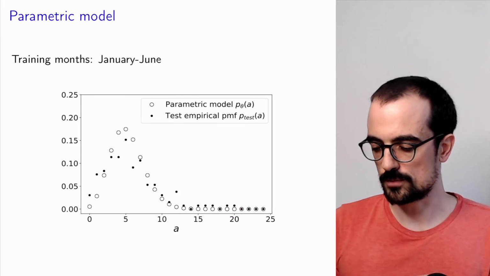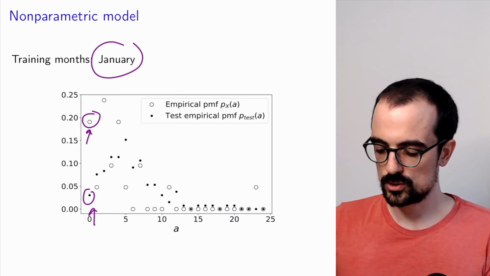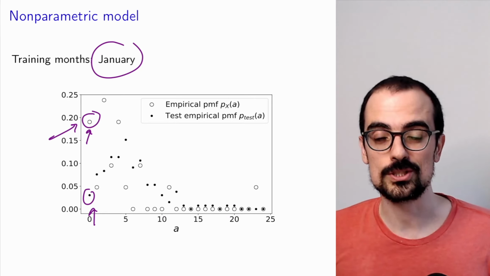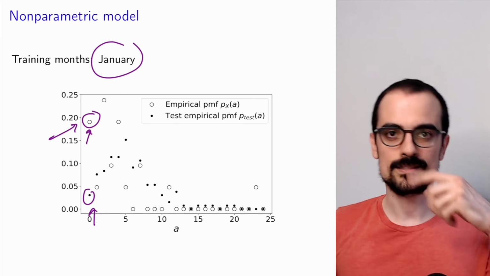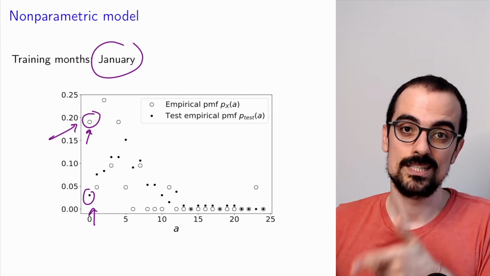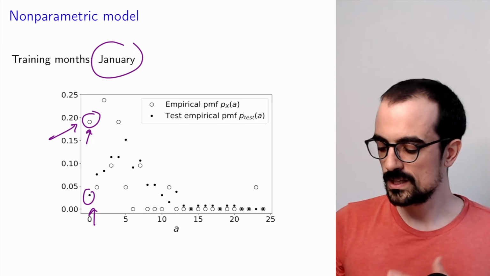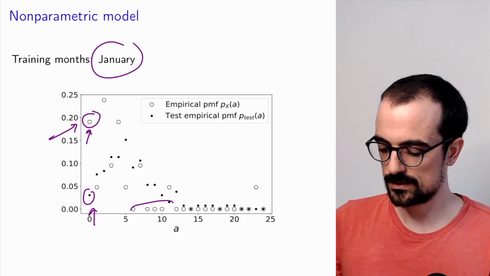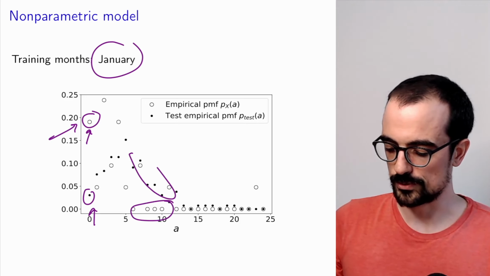Okay, so let's go back to the non-parametric model. Super flexible, it allows us to model that. However, it hurts us because we don't see that in the test. If we had January from the following year in the test set, this would actually be good. And in general, what we see is that it's very noisy with respect to the real data.